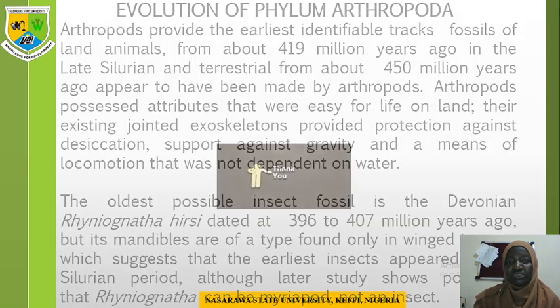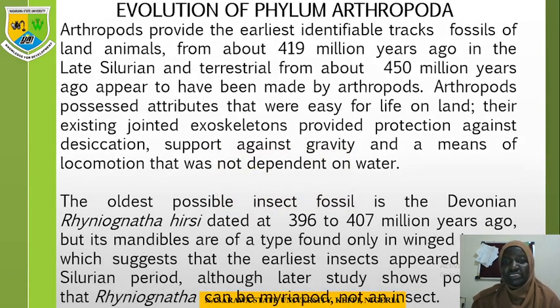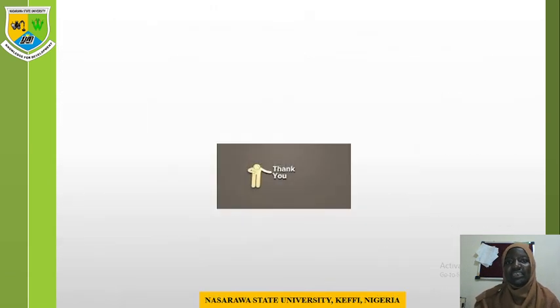The earlier forms of this insect fossil in the Devonian, an example is the Rhyniognatha hirsti, dated at 396 to 407 million years ago, but its mandibles are of a type found only in winged insects, which suggests that the earliest insect appeared in the Silurian, though later studies show possibly that this species can be a myriapod, not actually an insect.